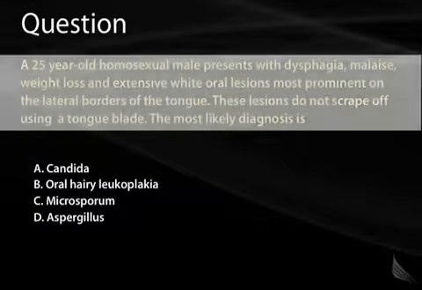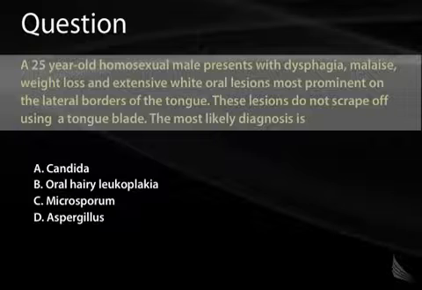Next question. A 25-year-old homosexual male presents with dysphagia, malaise, weight loss, and extensive white oral lesions, most prominent on the lateral borders of the tongue. These lesions do not scrape off using a tongue blade. The most likely diagnosis?